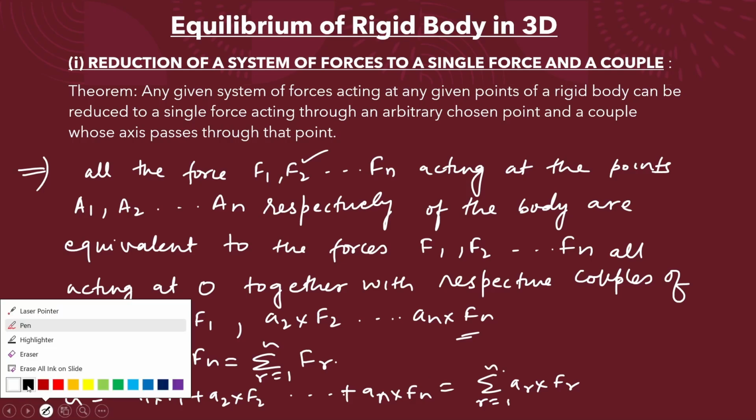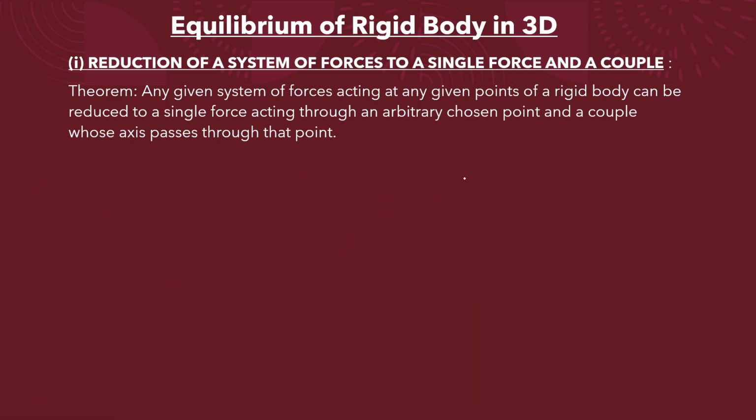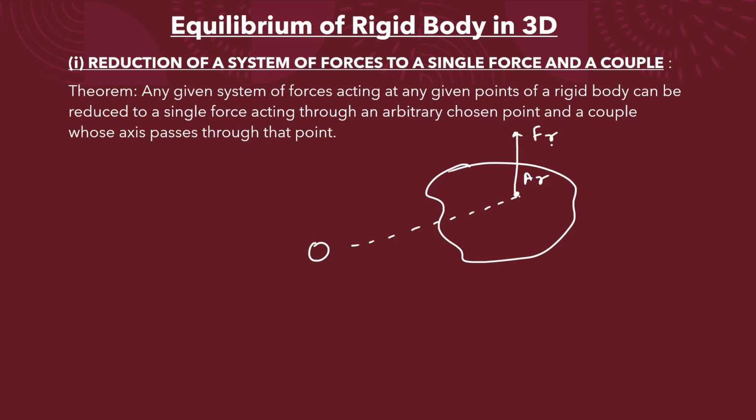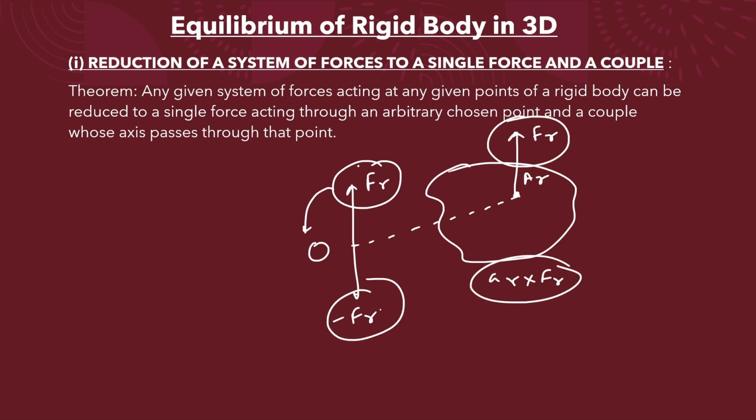One more concept here is the concept of base point. This is the rigid body, and we have taken the arbitrary chosen point Ar and the reference point as O, that is the origin of vector, and we have the force as Fr. We have applied equal and opposite force at O, that is Fr and minus Fr. This will result in a single force Fr acting at point O, and a couple of moment Ar cross Fr. These two forces will make a couple.